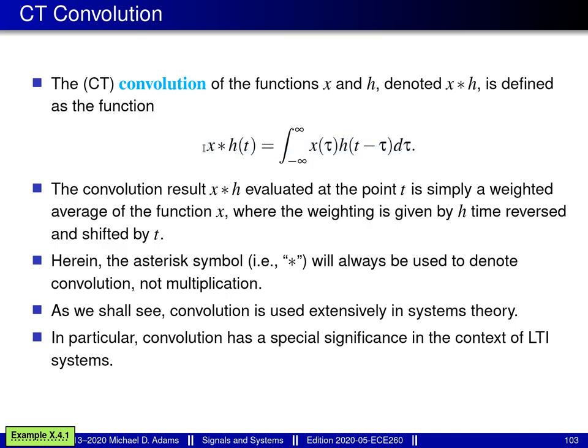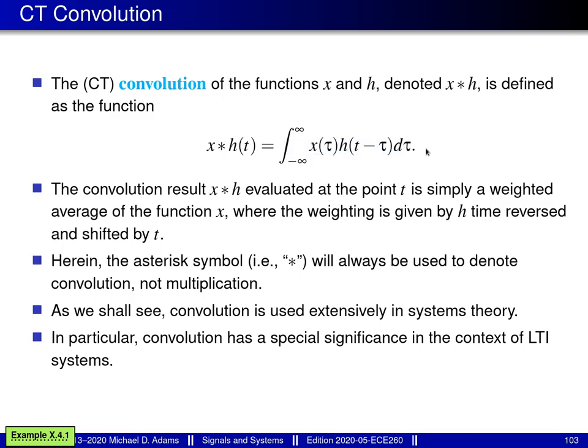If we look at the left-hand side, x star h denotes the convolution of the functions x and h. So x star h corresponds to a function. Because this is a function, we can evaluate it at a point. So this is evaluating it at the point t. And what this formula is giving us is a way to compute the convolution result at the point t. And of course, if we compute the convolution result for every value of t, we can determine the value of the function x star h, in other words, the convolution of x with h.